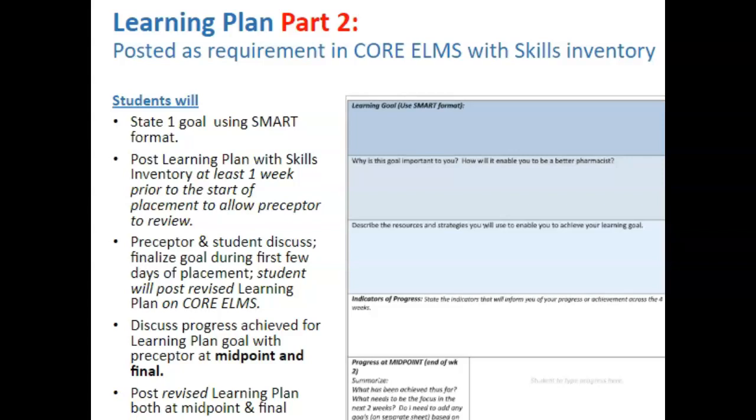At midpoint and final, you can touch base with your student regarding how they are progressing towards achieving their goal. And they will post their revised learning plan both after the midpoint and after the final. If students receive a "needs improvement" at the midpoint, they should be incorporating that into their learning plan.